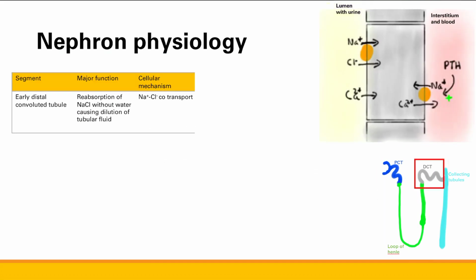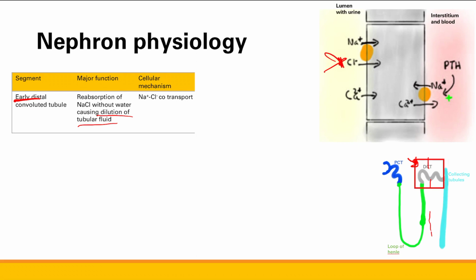Okay, next, we keep going down. We're now in the distal convoluted tubule in the bottom right. And if you look at the early distal convoluted tubule, again, remember when we said that that was impermeable to water. So again, you get reabsorption of sodium, as well as chloride, without water. So again, you get dilution of tubular fluid. The way you do this is with the sodium on the right. You see here, sodium chloride co-transport.